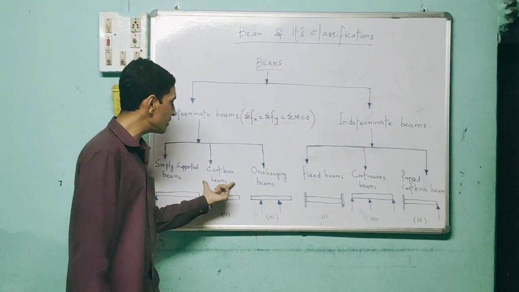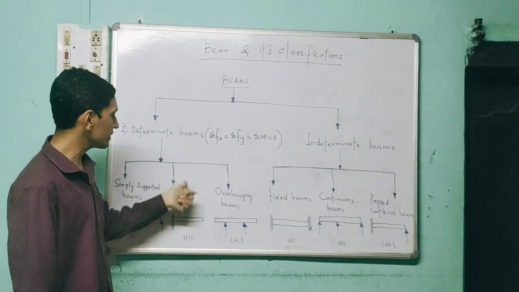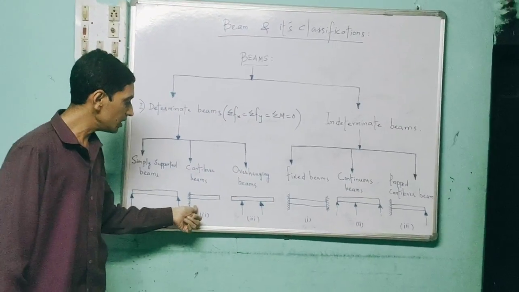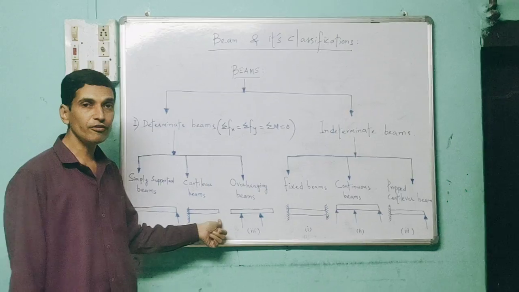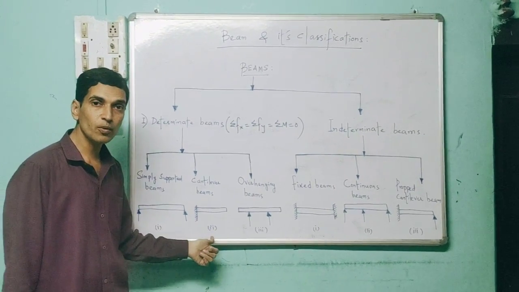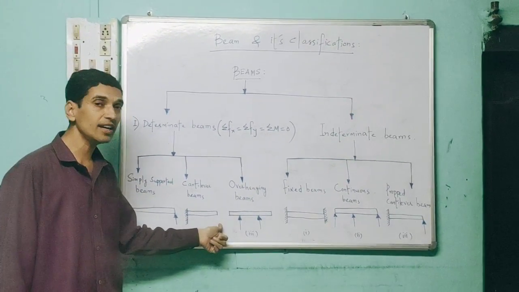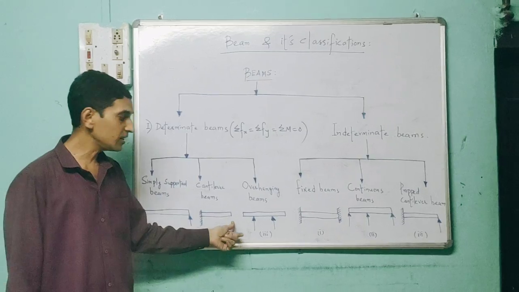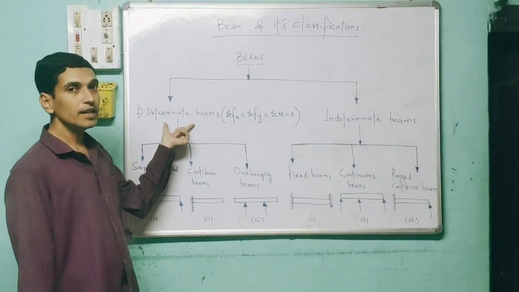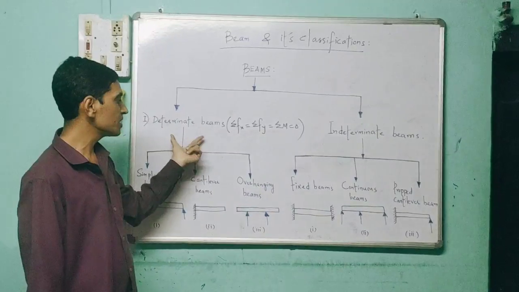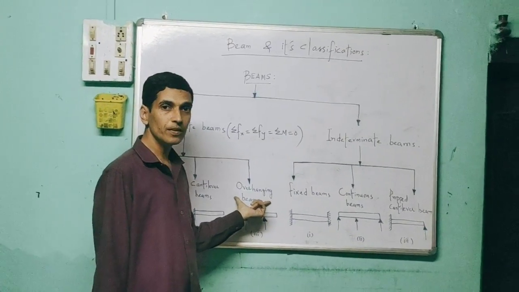Similarly, the next type of beam under determinate beams is the cantilever beam, wherein one of the ends is provided with a fixed end and the other end is free. A cantilever beam is one where one end is fixed and the other end is kept free. That type of beam is called a cantilever beam, which is one example of determinate beams. Now coming to the overhanging beam.